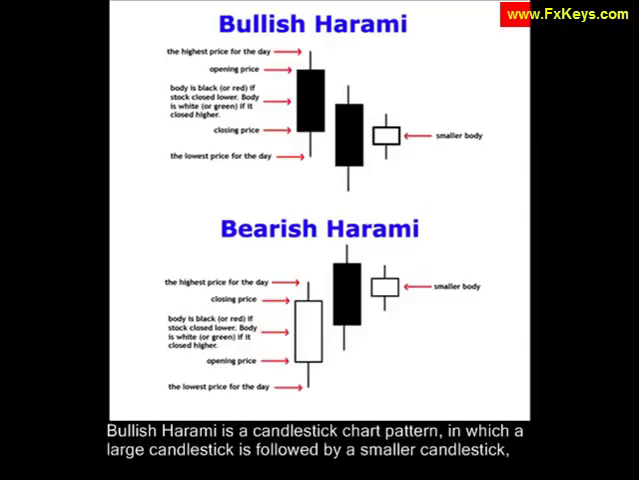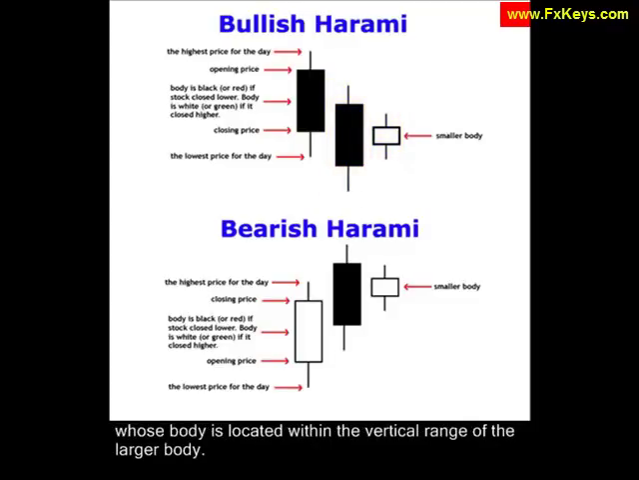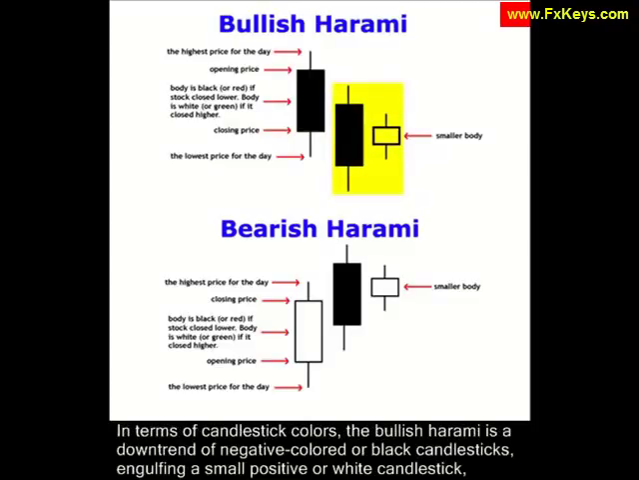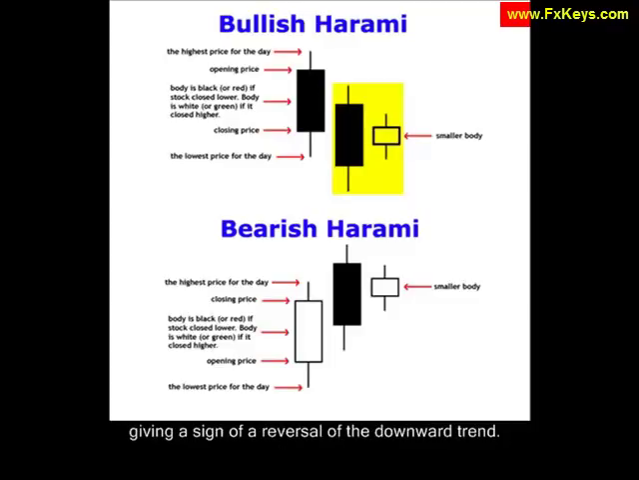Bullish Harami is a candlestick chart pattern in which a large candlestick is followed by a smaller candlestick, whose body is located within the vertical range of the larger body. In terms of candlestick colors, the bullish Harami is a downtrend of negative colored, or black candlesticks, engulfing a small positive or white candlestick, giving a sign of reversal of the downward trend.